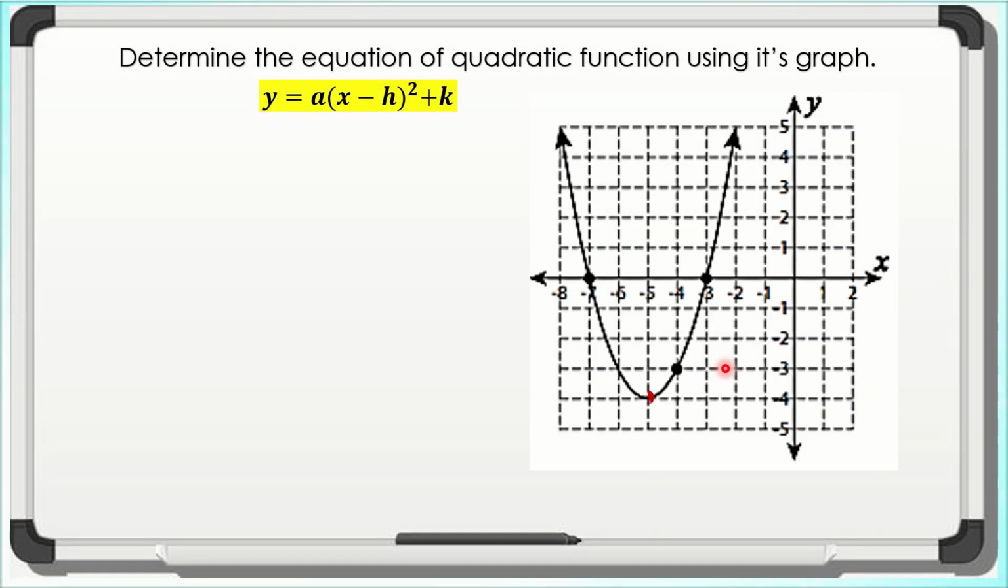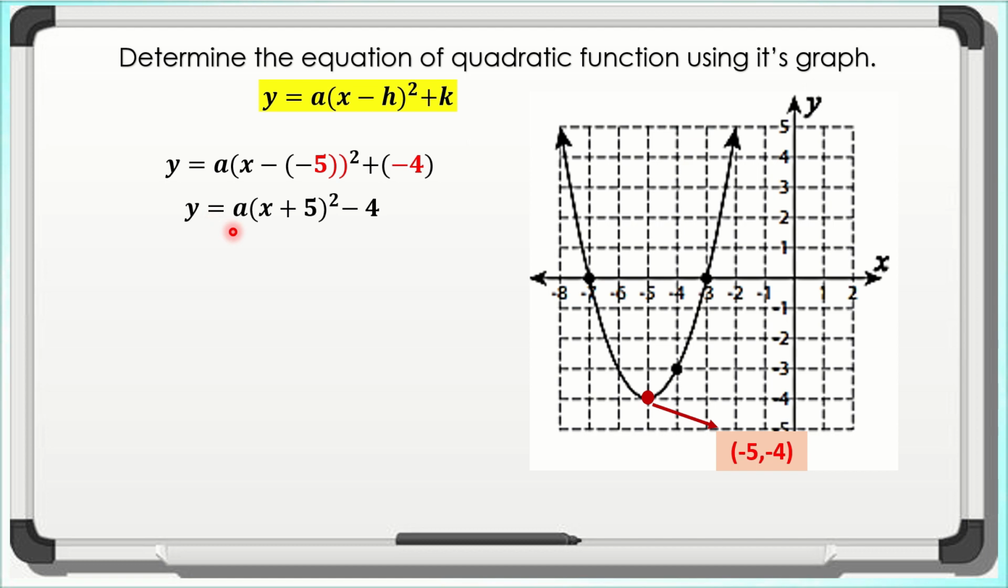Same, we will be using the vertex form to get the equation of that graph. And we need the vertex to identify the values of h and k. So our vertex is located at point negative 5, negative 4. Substitute it into our vertex form. So we have y is equal to a times the square of x minus negative 5 plus negative 4. Simplify this one, the answer will be y is equal to a times the square of x plus 5, minus 4.